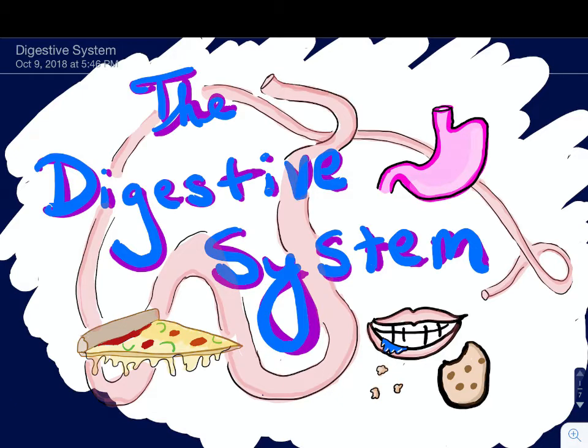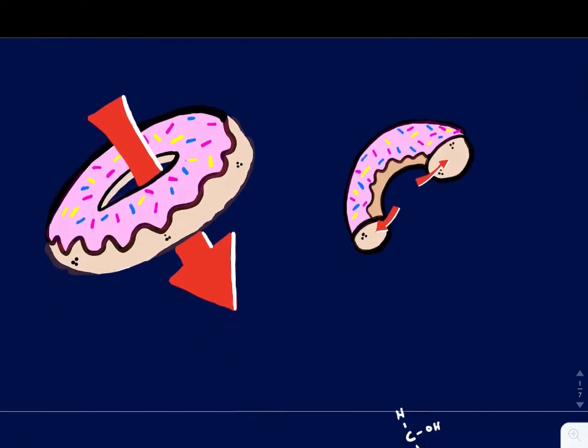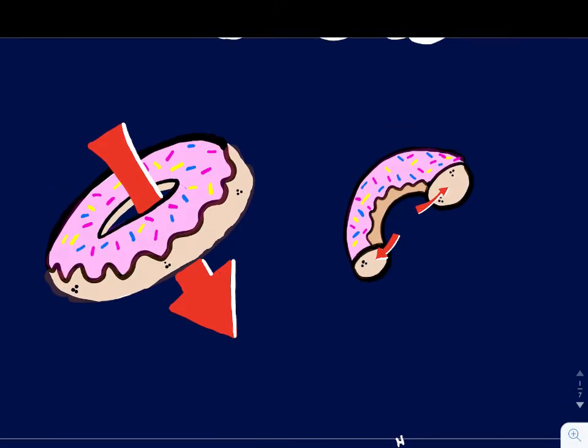So we have the digestive system, and what we're going to do here is think about the way that the body is shaped. If I said that when you ate food, it went into your body, you would probably be like, yeah, that makes sense. But actually, I'm going to challenge that assumption, and I'm going to tell you that your body is roughly donut shaped.